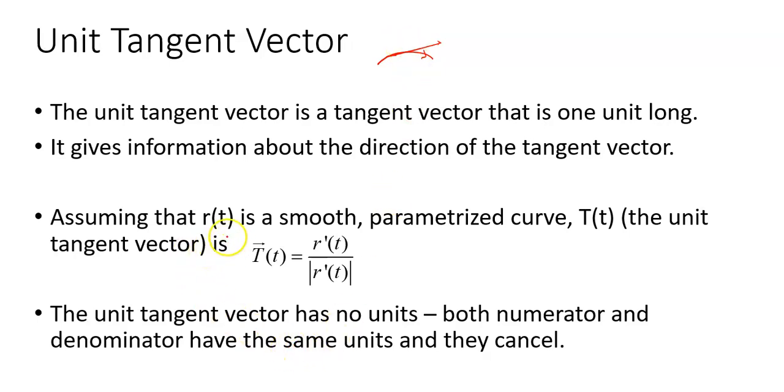All right, so assuming that that curve is smooth, it can be written in terms of t, so it's parametrized. Then that unit tangent vector is the derivative over the magnitude. So it's a vector that goes in the same direction as the curve and is 1 unit long. Now, the unit tangent vector has no units. Numerator and denominator have the same unit, so they cancel. So if your r prime was measured in feet, then your magnitude would also be measured in feet. Feet and feet cancel. The unit tangent vector, oddly enough, has no units.